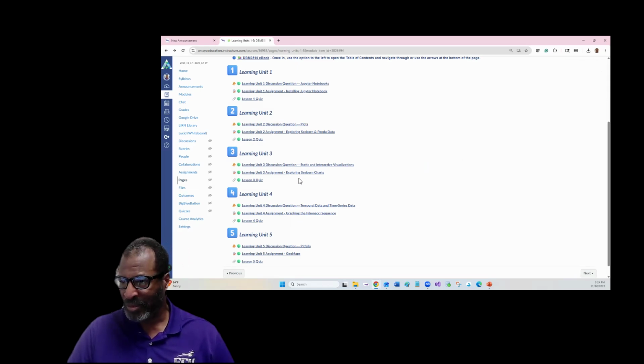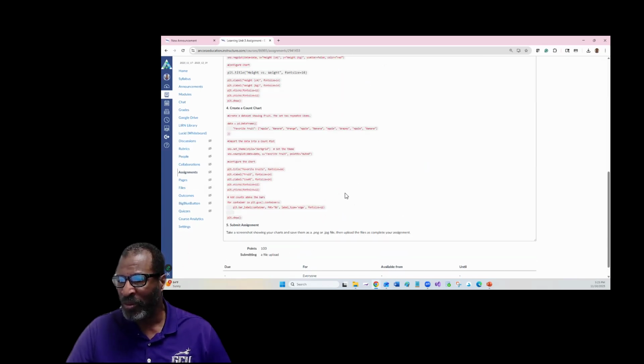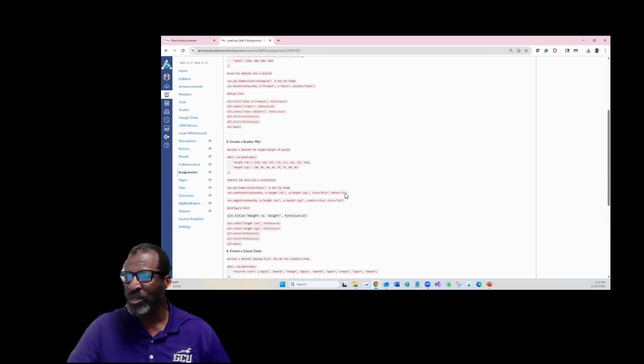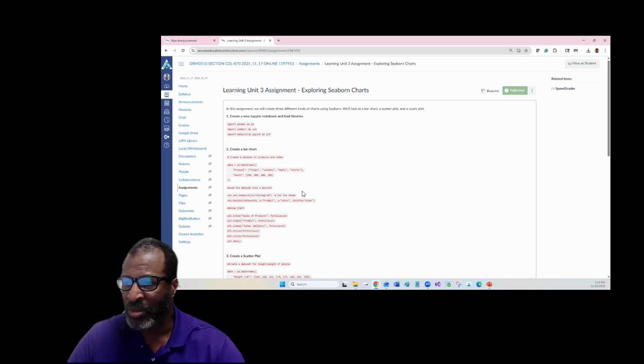And then we're going to move more into Seaborn. We're going to look at charts. The good thing about this is we provide you with all of these scripts that you basically run, and you can see essentially how they will be conveyed or illustrated in your Jupyter Notebook.